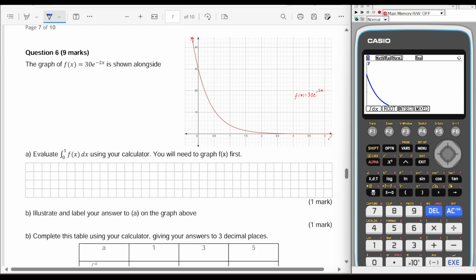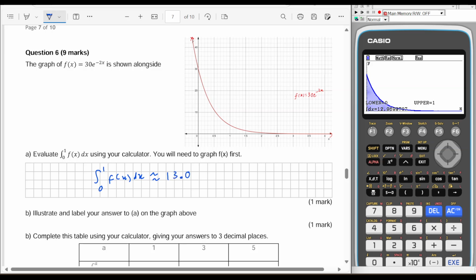Normally I'd say mixed. Mixed almost always works. If it throws you an error, then you just use the first one, integral. So we're going to go from 0 to 1. 12.969. So the integral from 0 to 1 of f of x dx roughly equals 13.0.